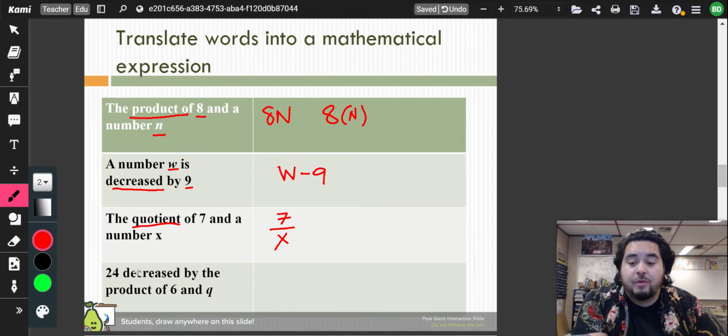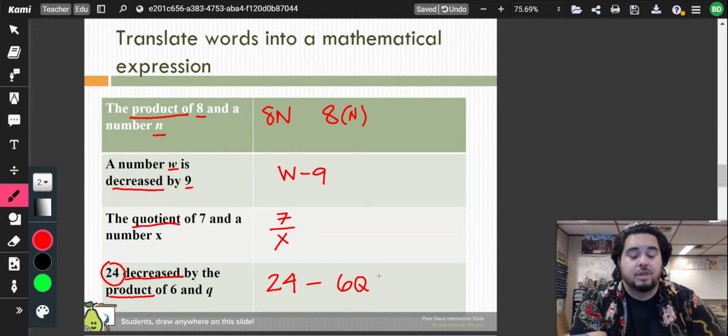And then 24 decreased by the product of 6 and q. So we have two operations going on here in the same problem. We're going to start with a value of 24. And then we're going to decrease that, that means subtract, by the product of 6 and q. That means 6 and q are going to be multiplied together. So we're decreasing by a value of 6q. That's a product, so it means multiply.